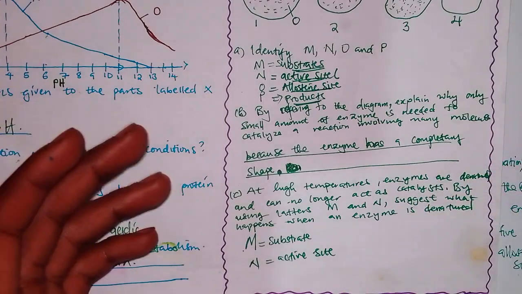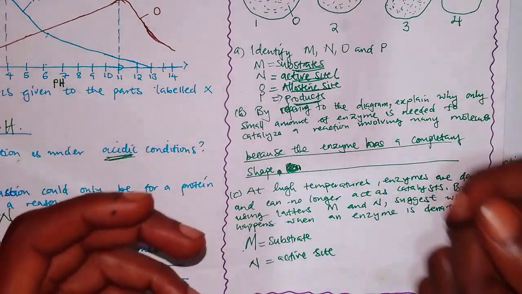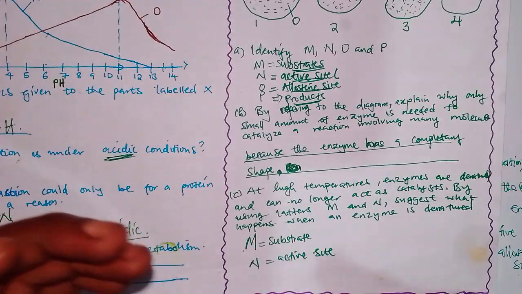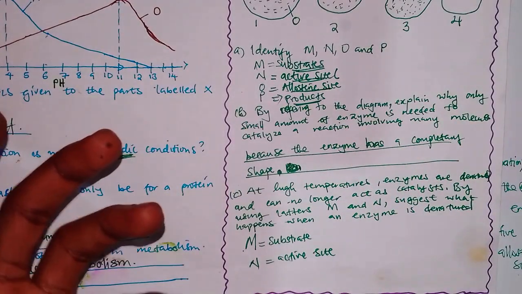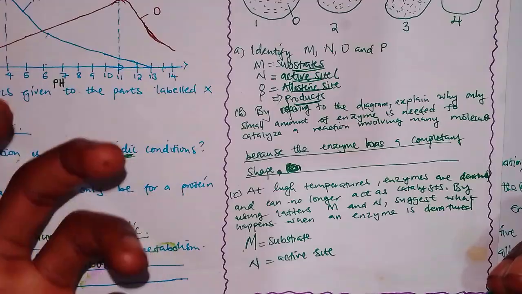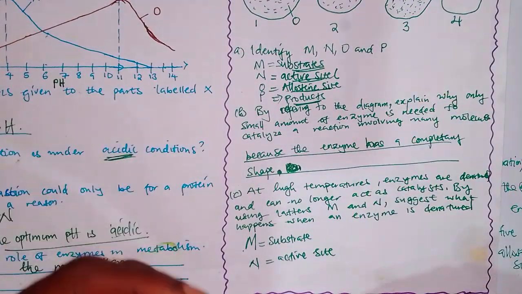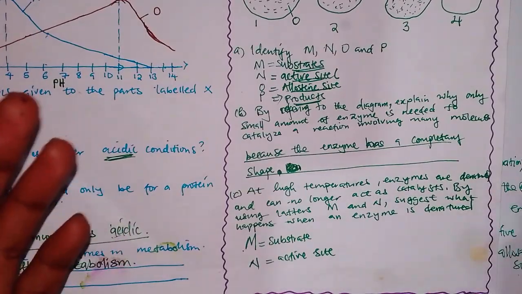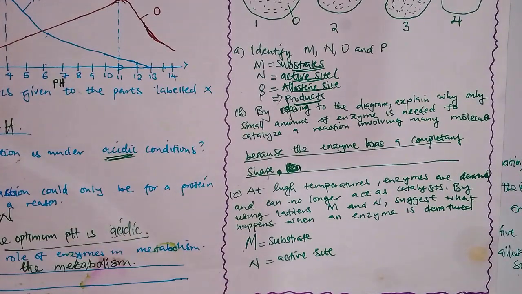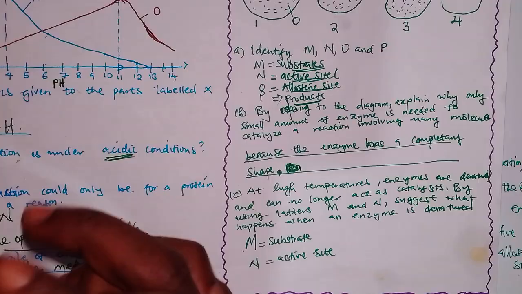When we're talking about the substrate and the active site after the enzyme is denatured, it means that the active site will be deformed. So once the active site is deformed, the substrate won't bind to the active site. Therefore, the enzyme can no longer perform its function. So this is where the topic of enzyme ends.